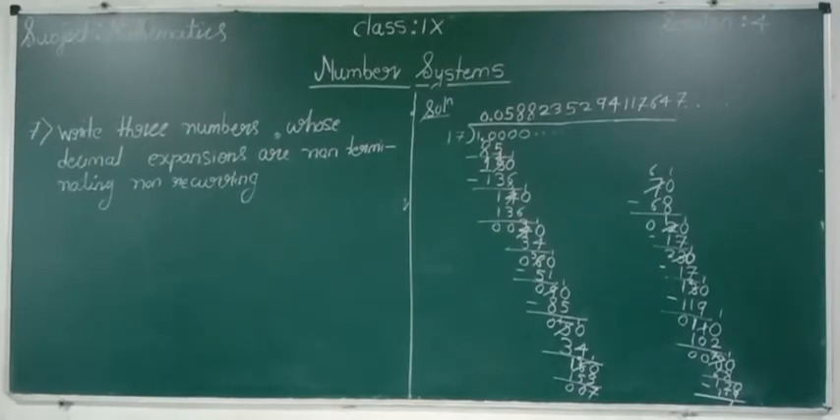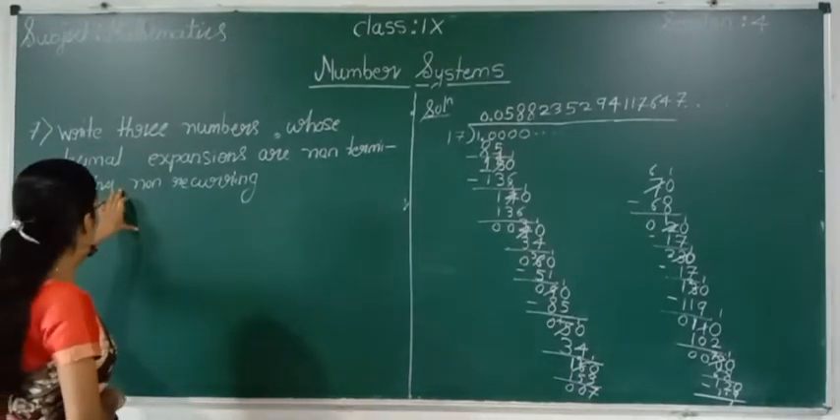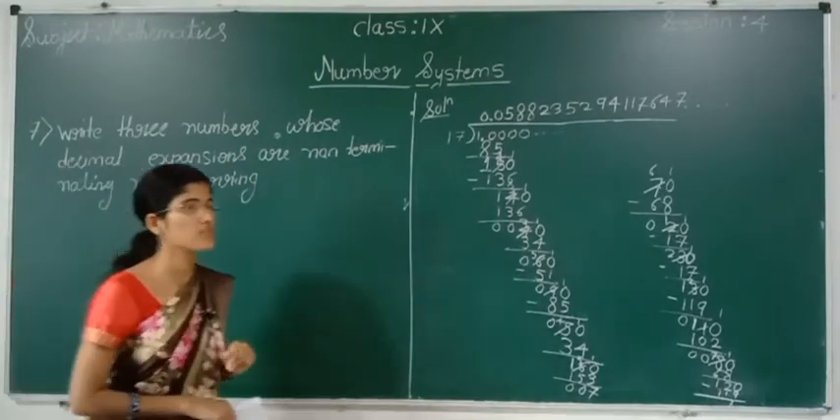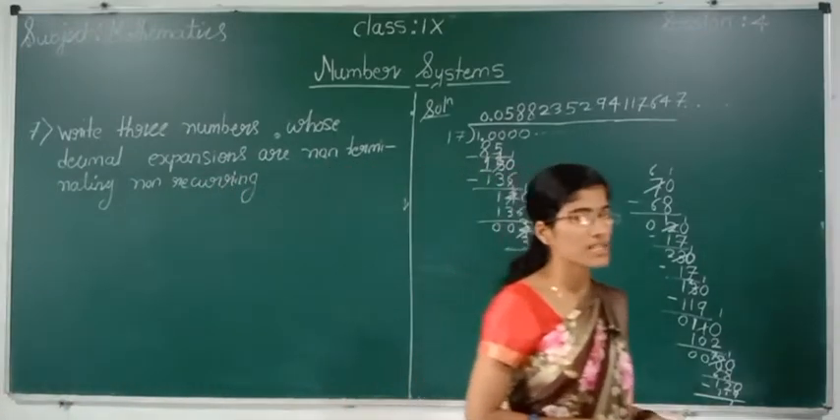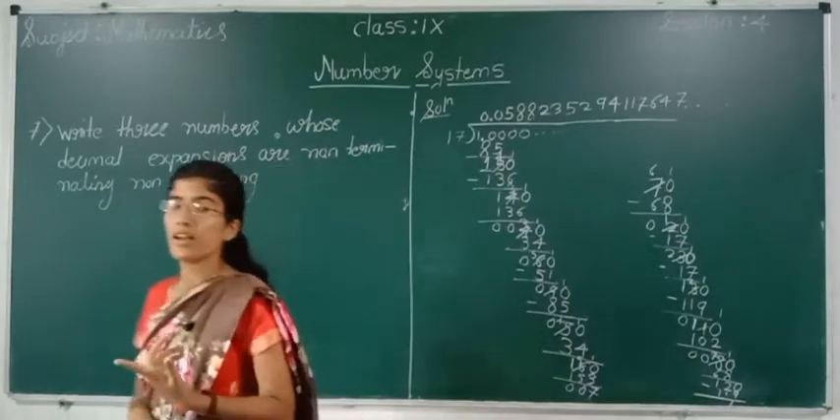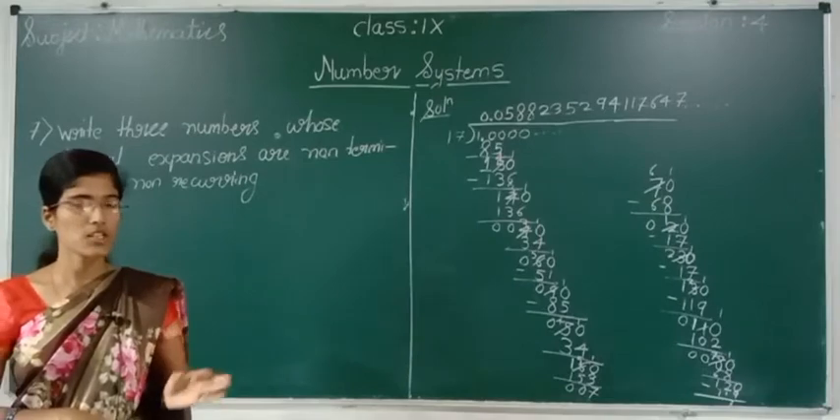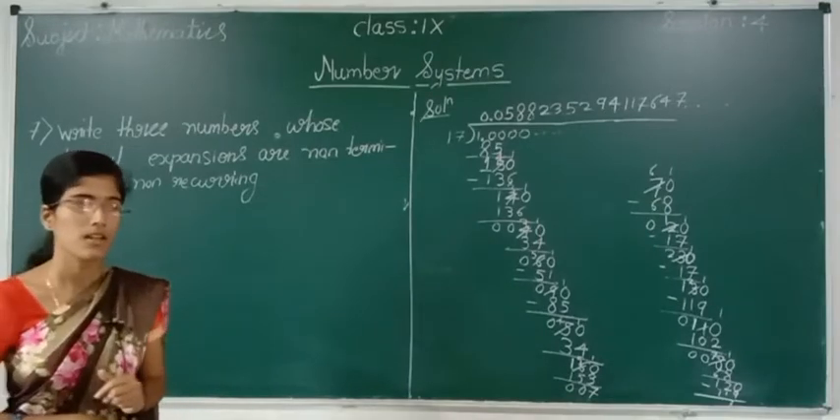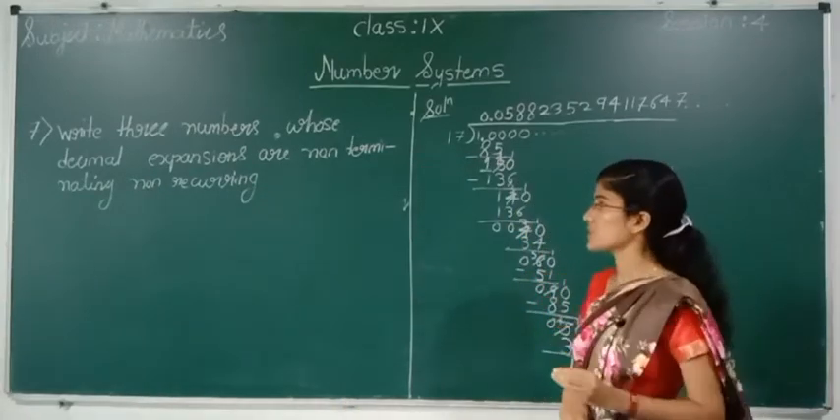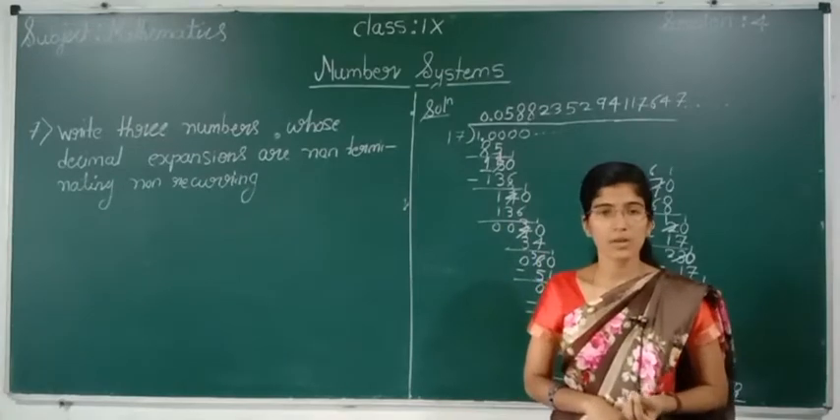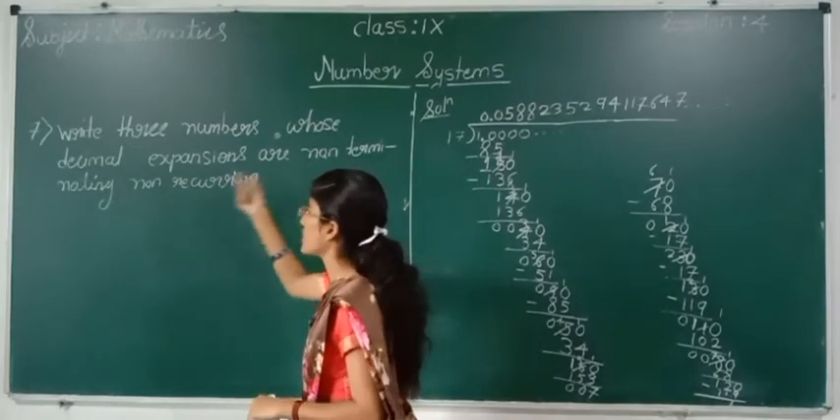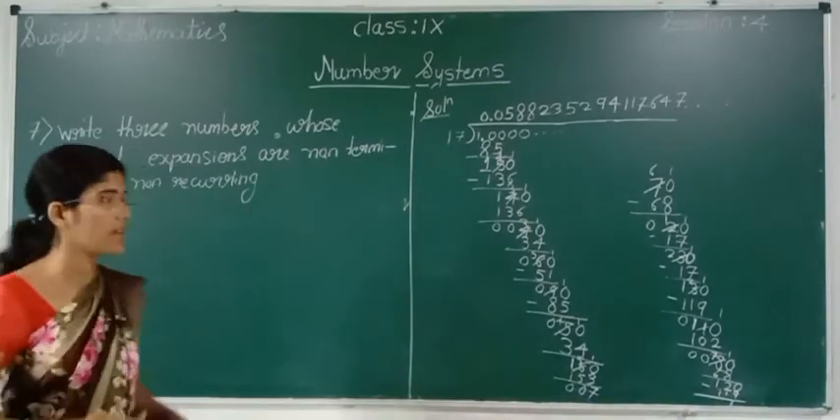Now the 7th question tells us to write 3 numbers whose decimal expansions are non-terminating, non-recurring. In the last class we learned that a number whose decimal expansion is non-terminating, non-recurring is which number? Is it a rational number or an irrational number? The answer is irrational number. The number whose decimal expansion is non-terminating, non-recurring is nothing but an irrational number. We have to give an example here.